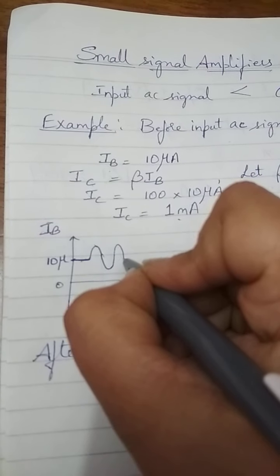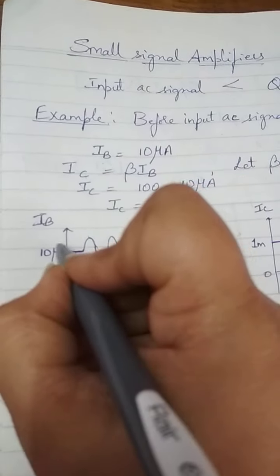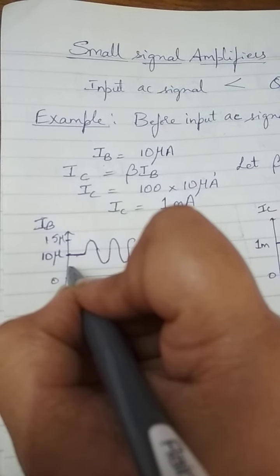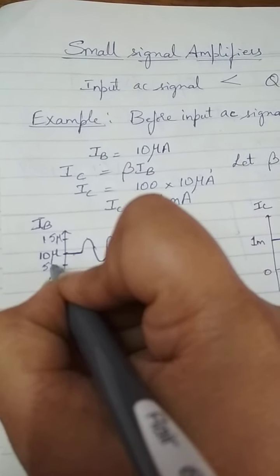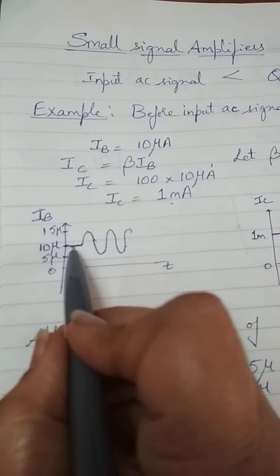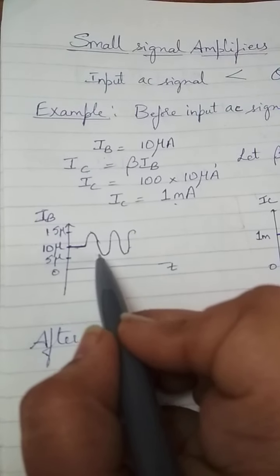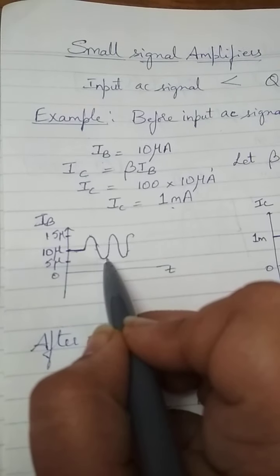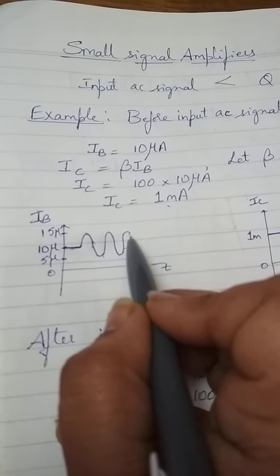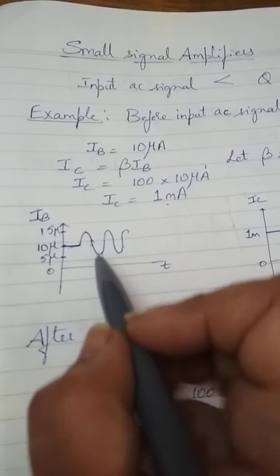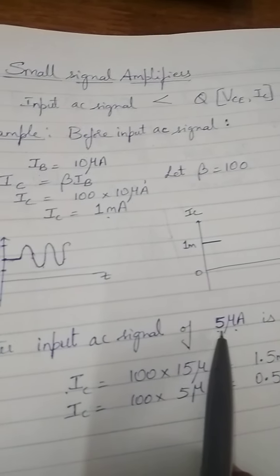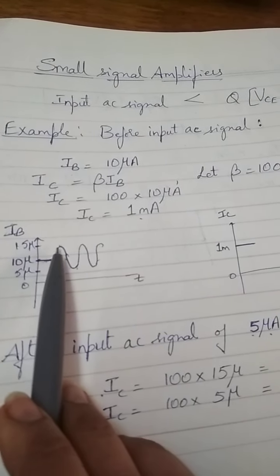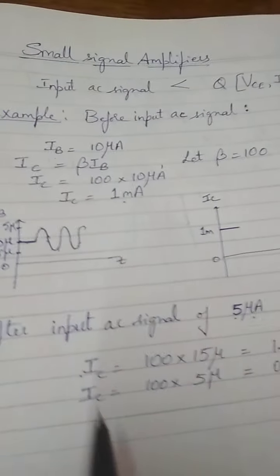So what happened is, now when the input AC signal is applied, the signal will go from 15 micro to 5 micro. So your IB started at 10, then 10 plus 5 goes to 15, comes back to 10, and 10 minus 5 will go to 5. So it starts swinging between 15 micro and 5 micro because we have applied a signal of 5. So if IB is 10 micro, your IC is 1 milli. If this starts increasing to 15 micro, you can calculate what happens to IC.